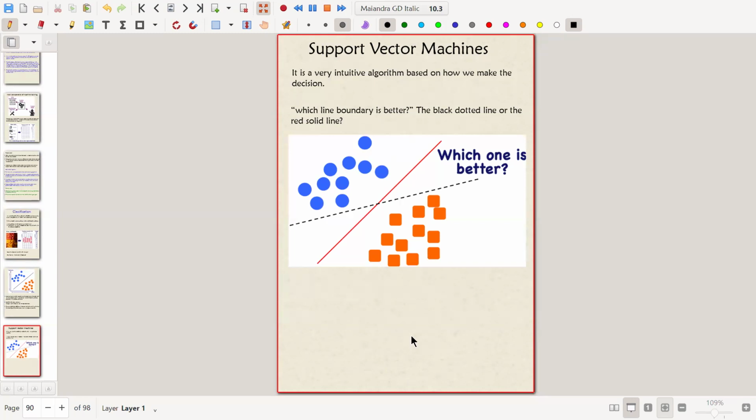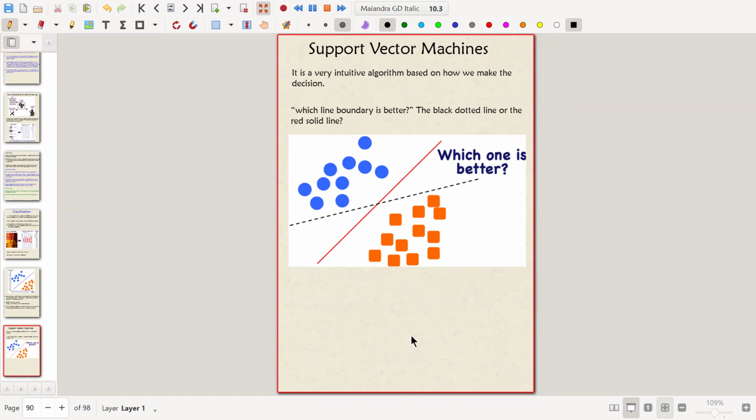Support vector machine. So I would ask, we'll start. I would ask which line is better? Is it the red or the black dotted? How many red lines? How many black lines? Raise. Sorry, the red one wins.